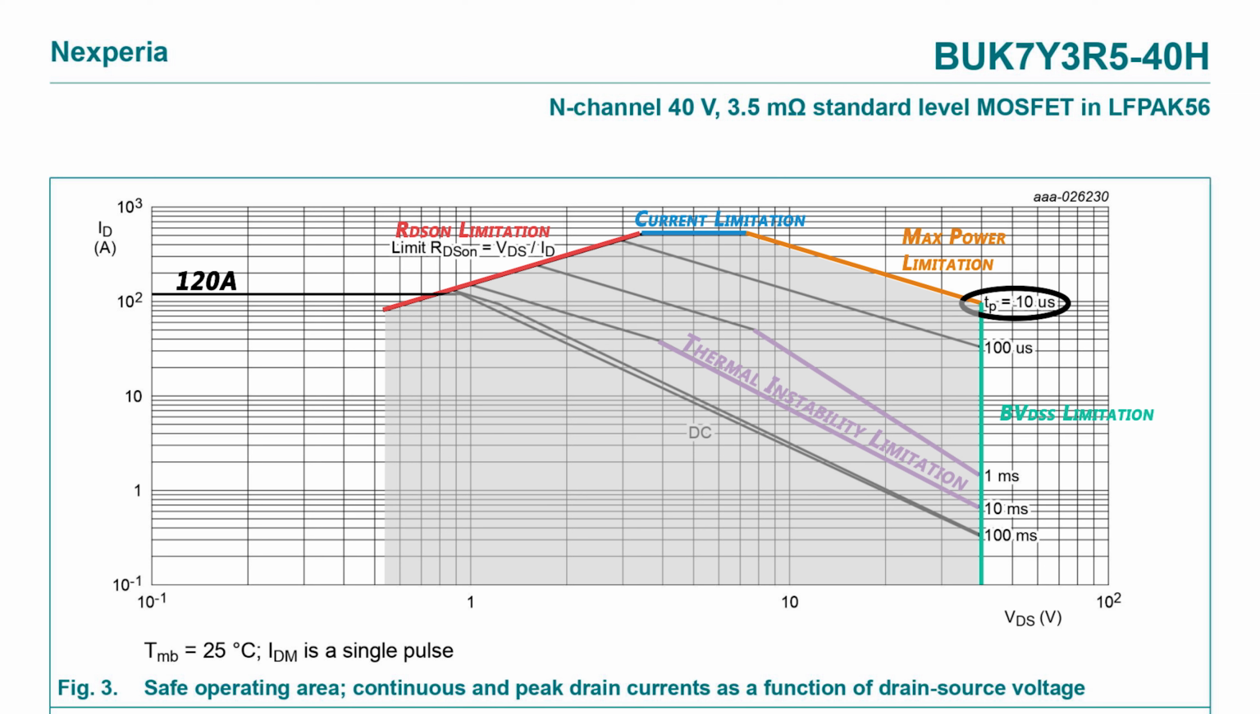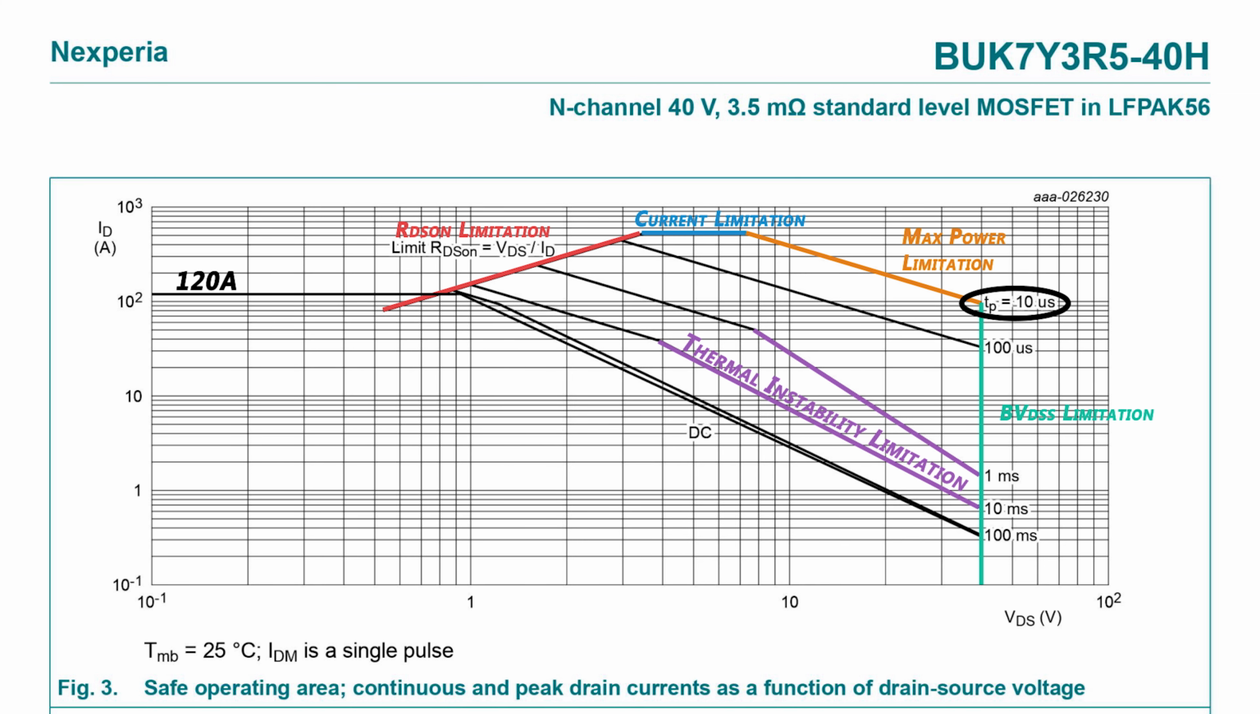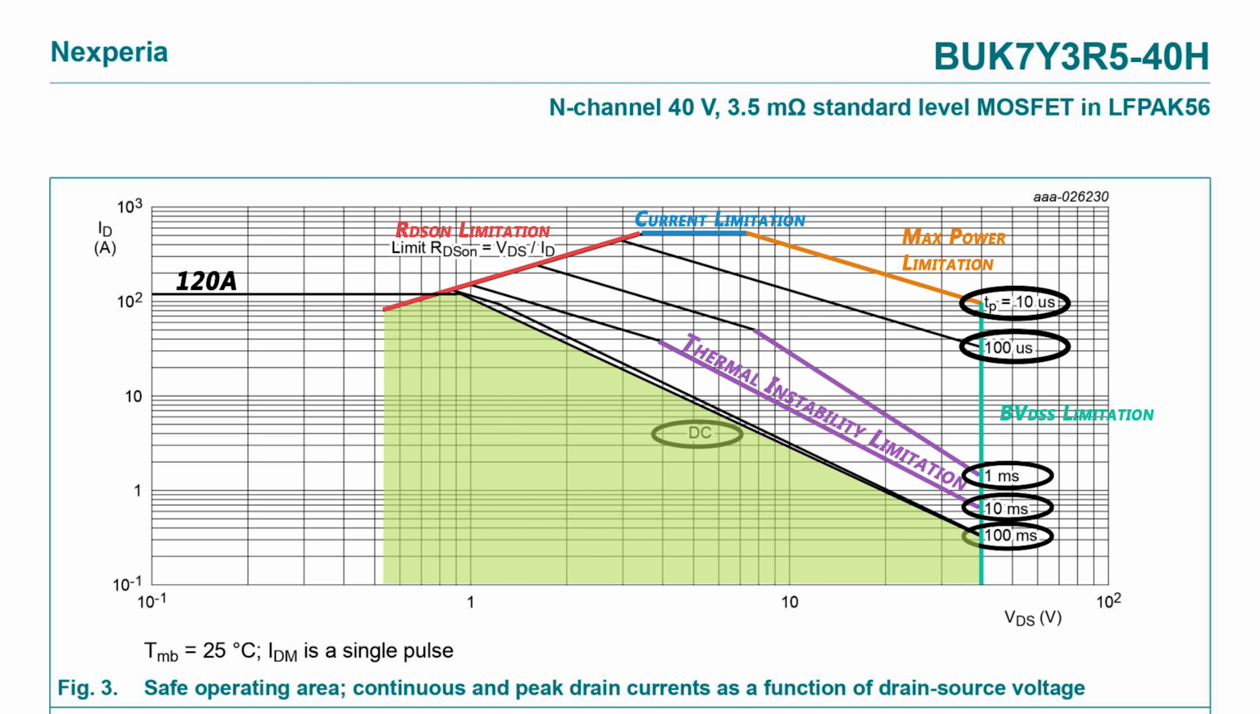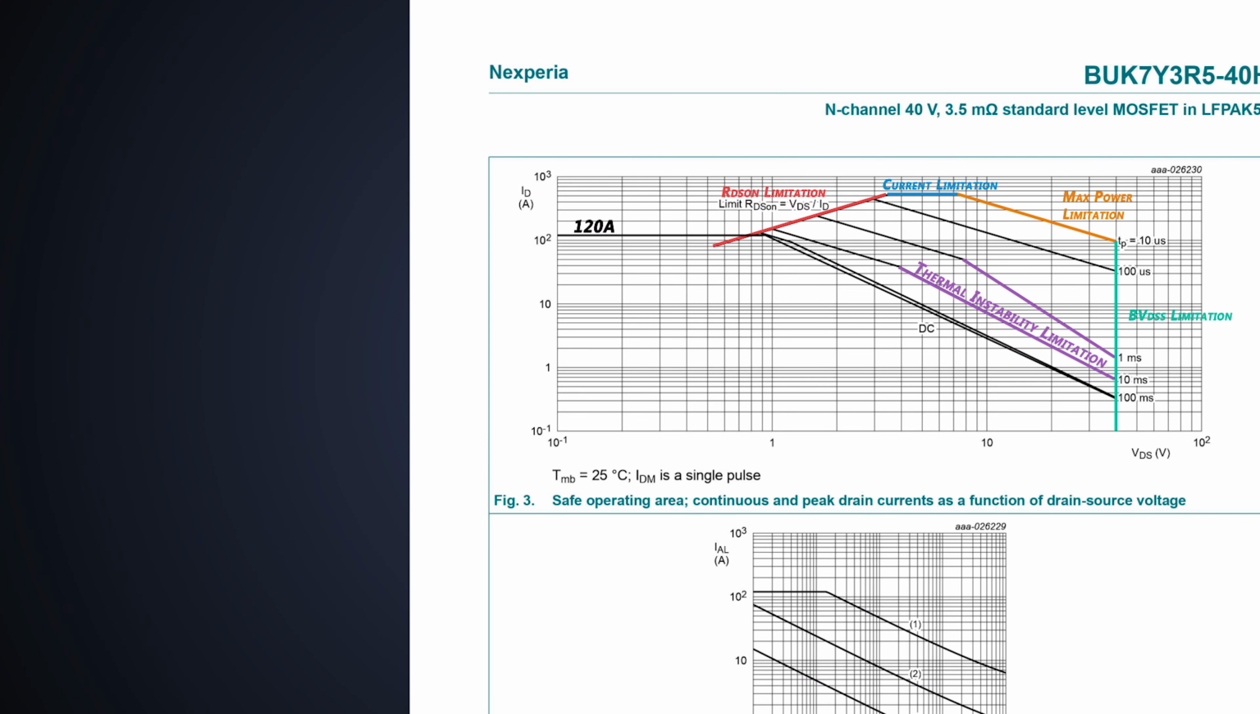If you go further, as the pulse duration increases, its operating area also decreases. Here, the pulse durations are 100 microseconds, 1 millisecond, 10 milliseconds, 100 milliseconds, and finally the DC stage. That means the MOSFET will work without damaging in this area when it is working in the saturation region as a constant switch when it is turned on. I hope you got all about the safe operating area of the MOSFET.